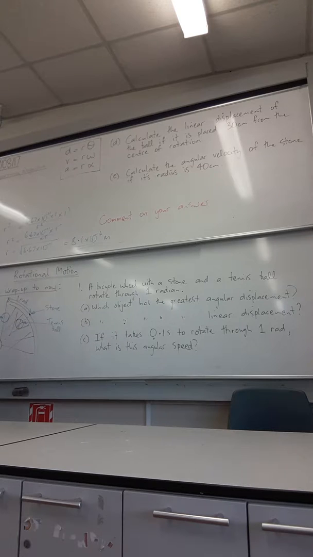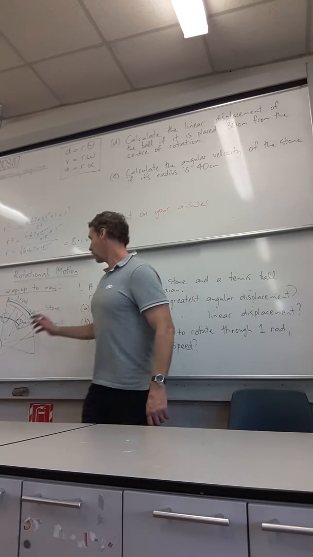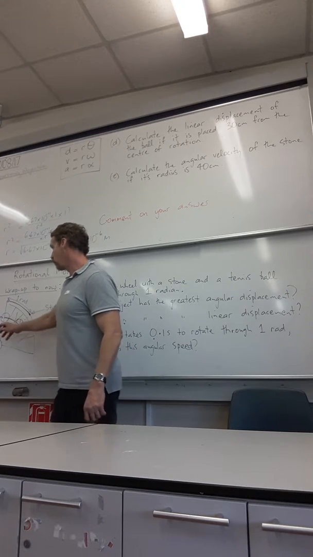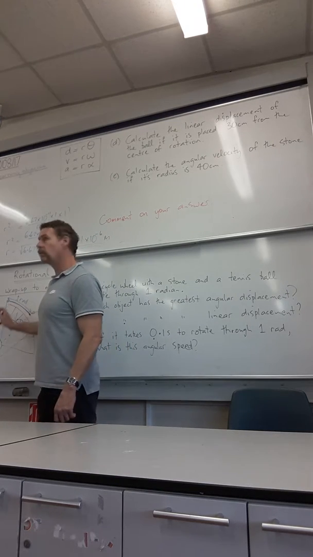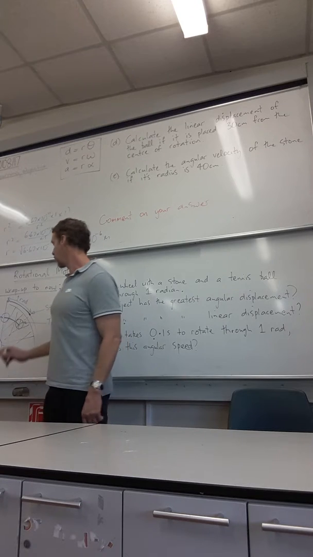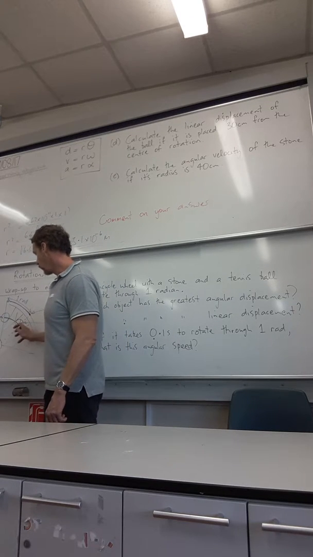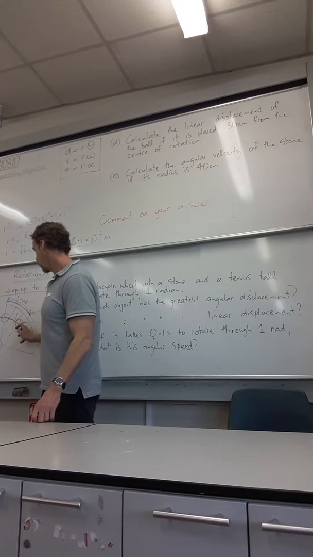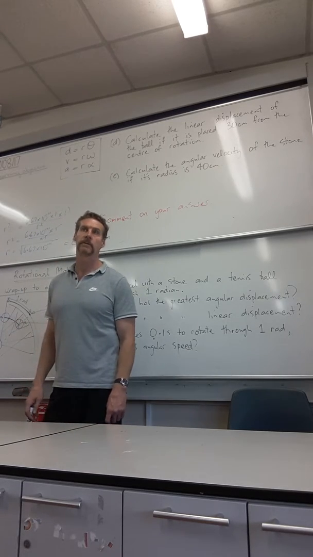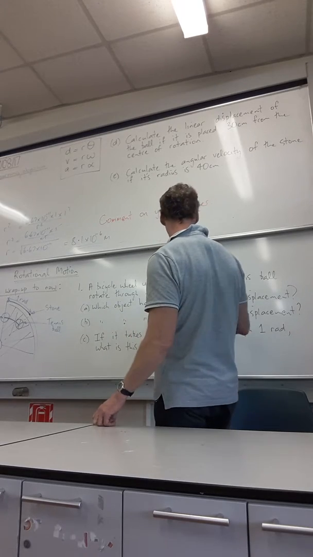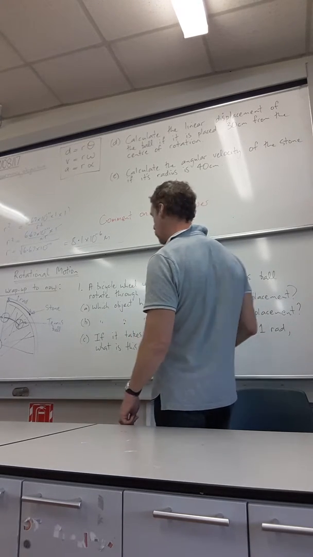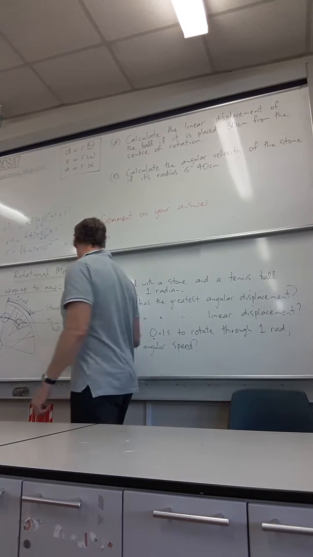B, which one's got the greatest linear displacement? Now, hopefully most of you can see that this stone has actually moved further. It's gone that far. This ball has gone that far. Which line is longer? The stone. This one here, if this is 0.4 metres, this is going to be 0.4 metres, isn't it? 1 radian. That's how far it's gone. This one here, if this is 0.3 metres, and I said it was, how far has it gone? 0.3 metres. Right, so which object has the greatest linear displacement? Well, it's the stone. Next one.